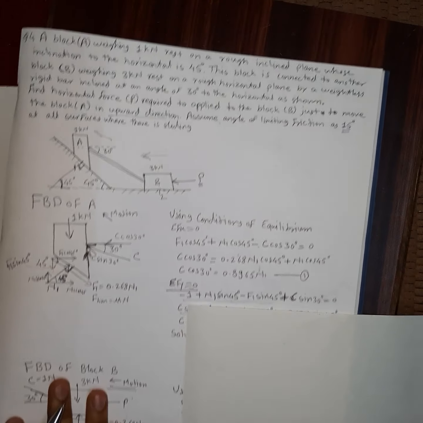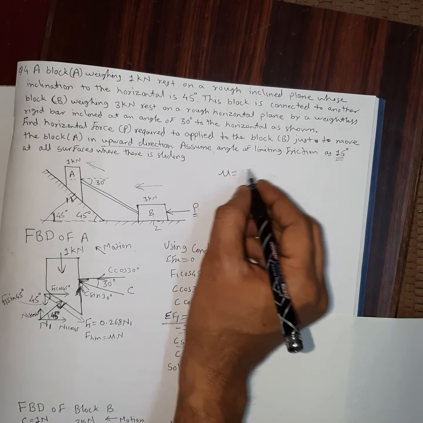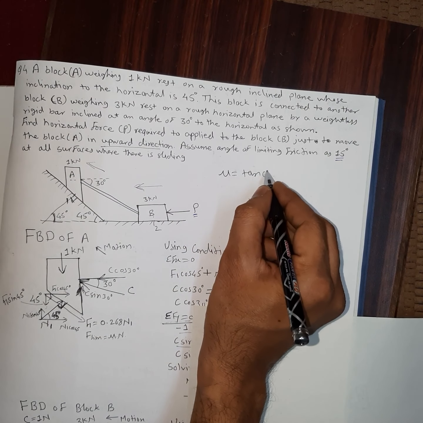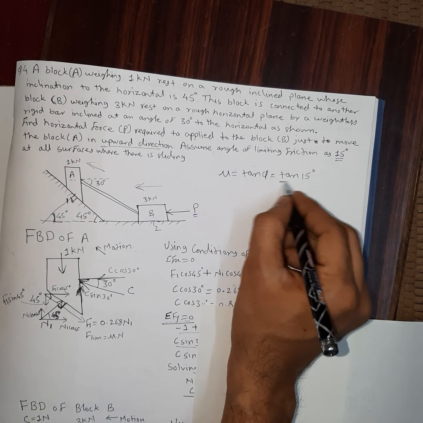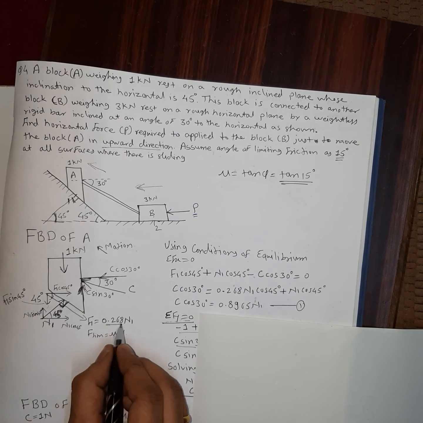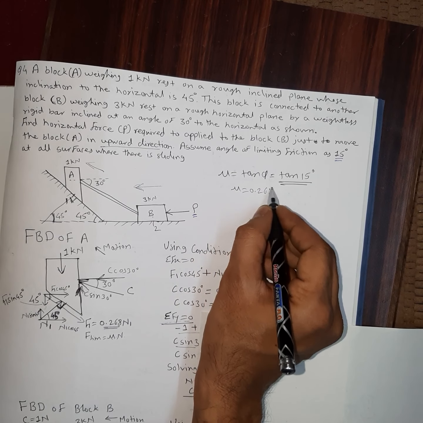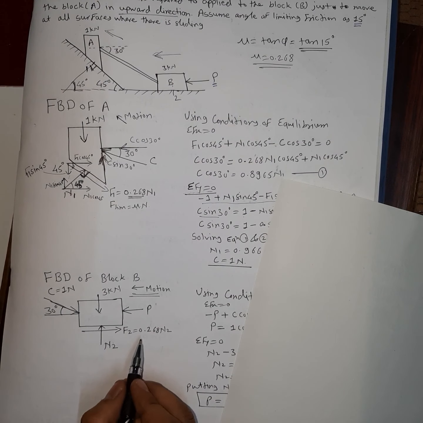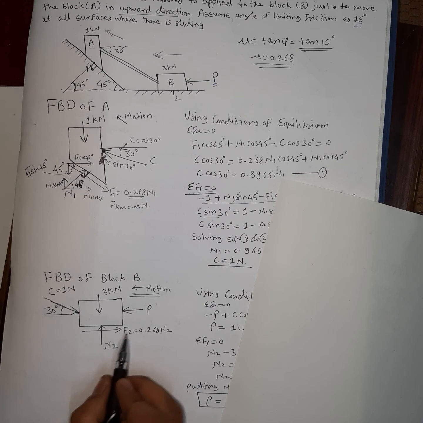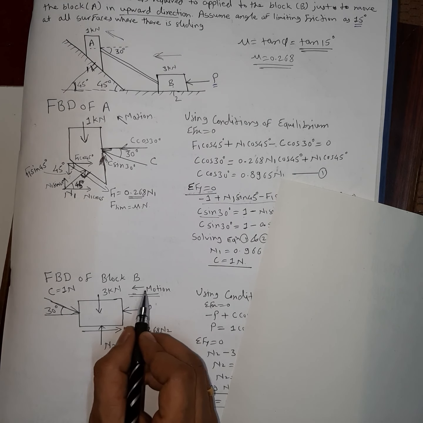In the question it is given that the angle of friction is 15 degrees, so the value of mu will be equal to tan of phi, so that will be equal to tan of 15 degrees. Okay, that's how I get this 0.268. So mu will be equal to 0.268. So again F1 is equal to 0.268 into the normal reaction, the frictional force. Now the frictional force will be towards right because the probable direction of motion will be towards left.